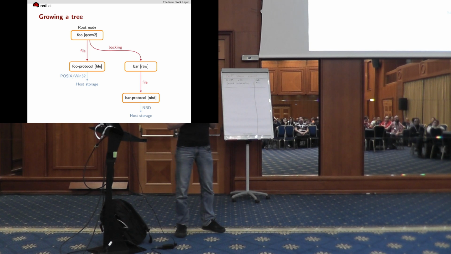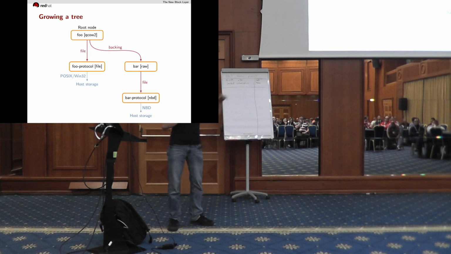Then each node can also have a name. The QCOW2 node at the very top is named foo. Then we have a node called foo protocol, a node called bar, a node called bar protocol, and all these names can be specified by the user, and they're called node names appropriately, and you can use those to later identify and specify nodes in this graph if you need to modify it or if you need to start new operations on the graph.